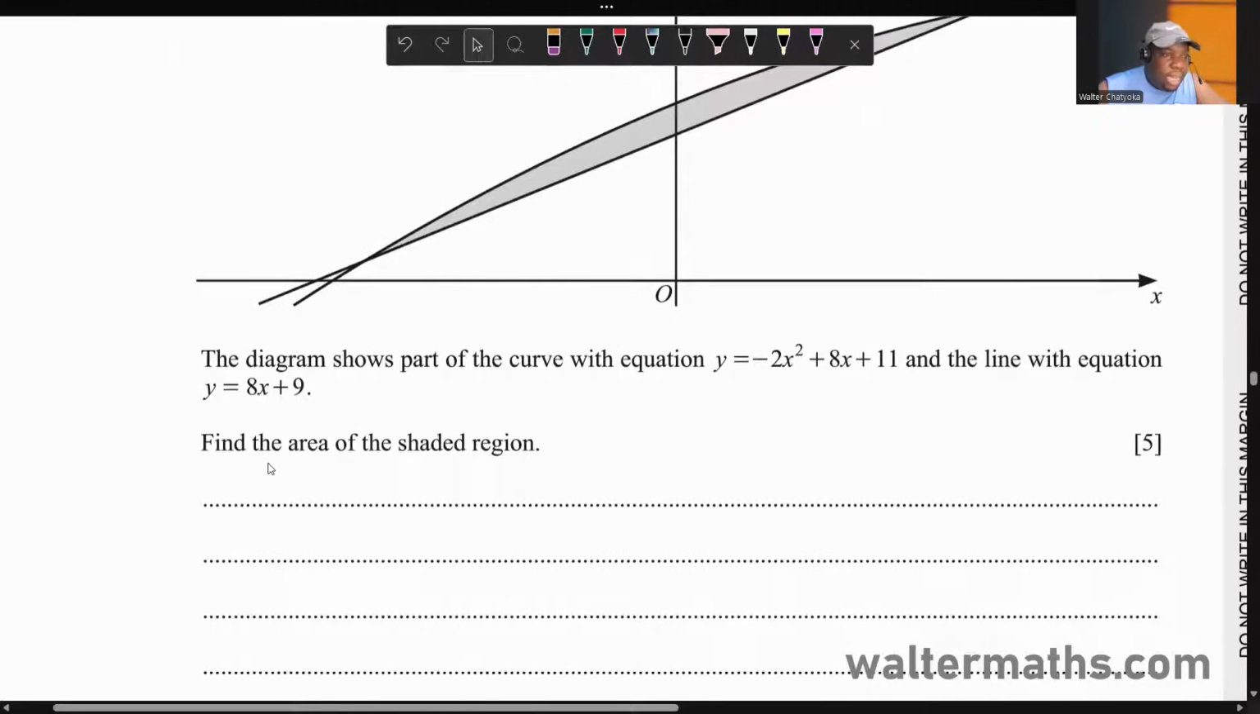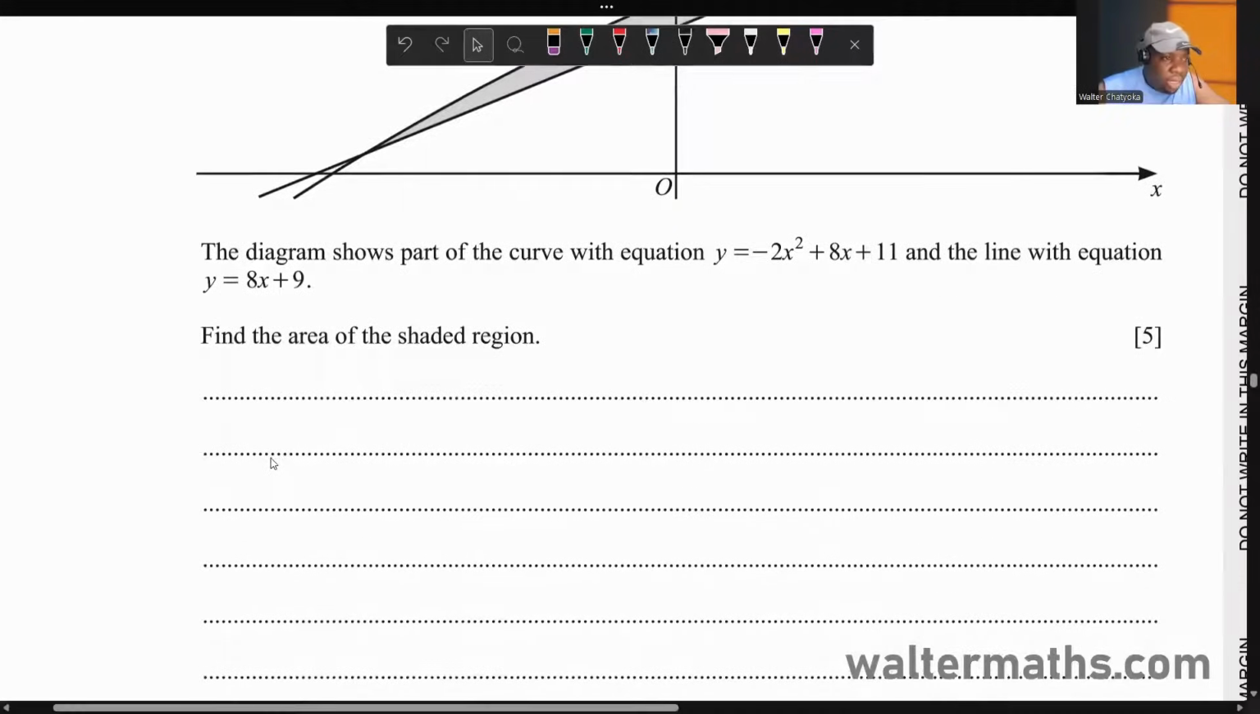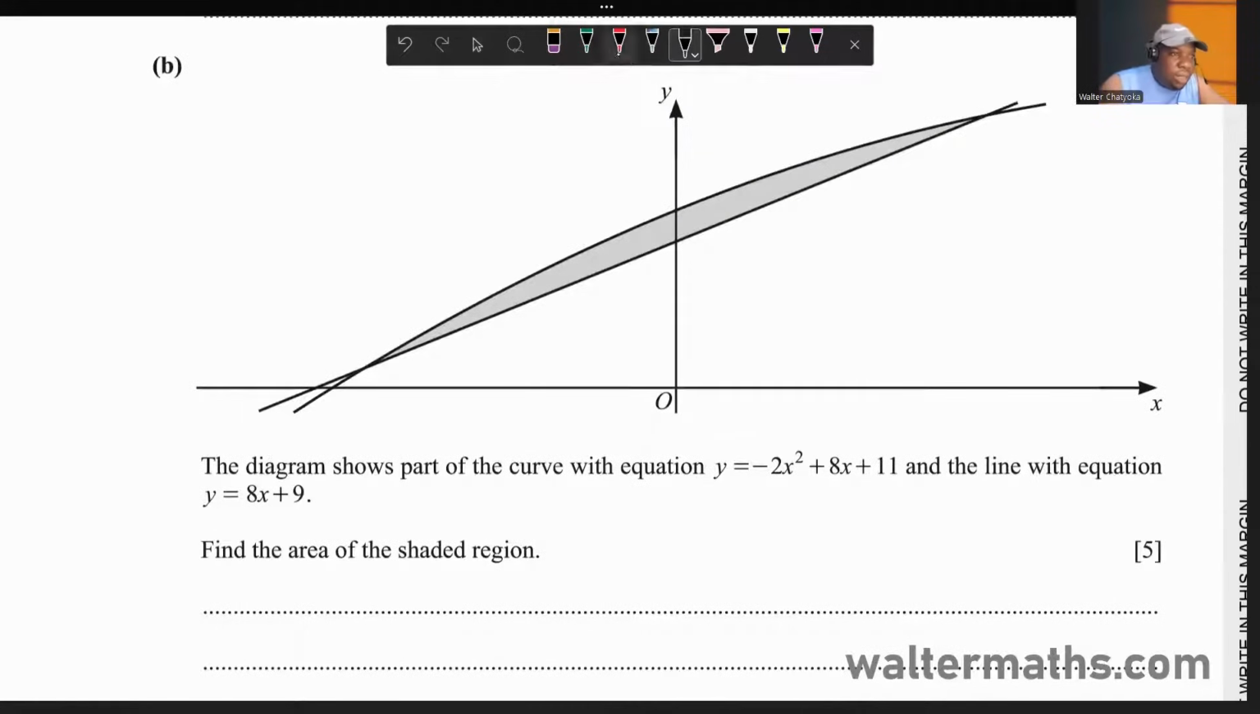Part B says the diagram shows part of the curve with the equation y = -2x² + 8x + 11 and the line y = 8x + 9. Find the area of the shaded region. All right, so to get the area of the shaded region, we need to know what the x values of the intercepts are here and here. So we need to know what alpha is and what beta is right here.